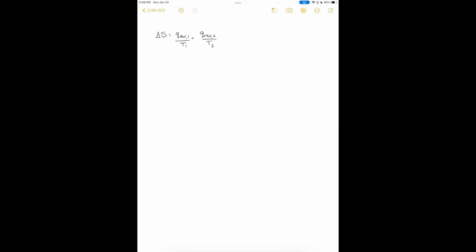What are these heats? Well, since we have an isolated system of two metal bars, the heat from one is simply equal to the negative heat from the other. So if heat is coming out of number one, it is going into number two. They have the same magnitude and the opposite sign, and we're going to call this QP because it's also a constant pressure heat. So that means that the change in entropy is equal to QP over T1 minus QP over T2. And we can factor out the QP to get QP times (1 over T1 minus 1 over T2).